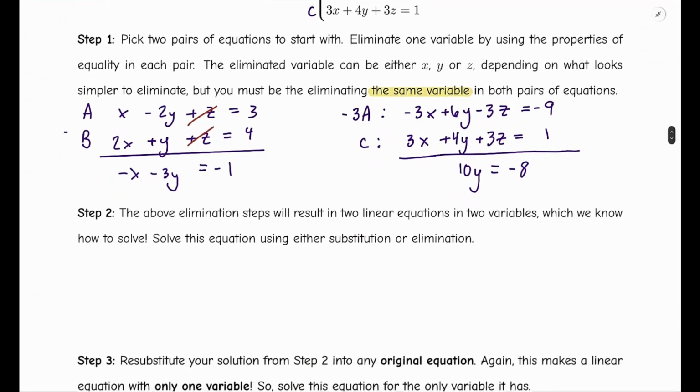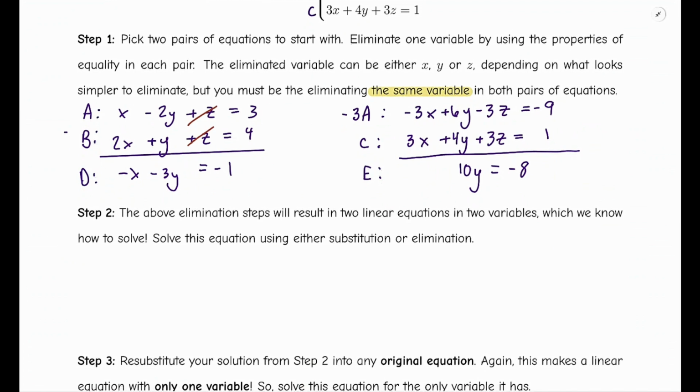Step 2. The above elimination steps will result in two linear equations and two variables, which we know how to solve. Solve the equations using substitution or elimination. So normally, the two equations you get in step 1, oh, I forgot to label them. Let's call this one D and this one E. So usually D and E both have two variables. In this specific example, E only had one variable.